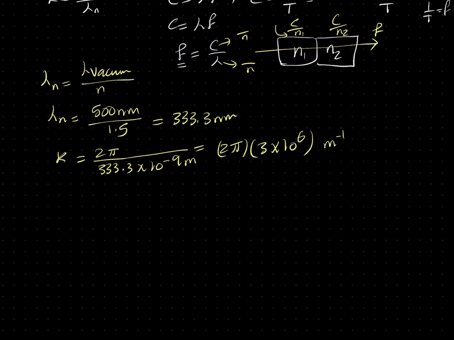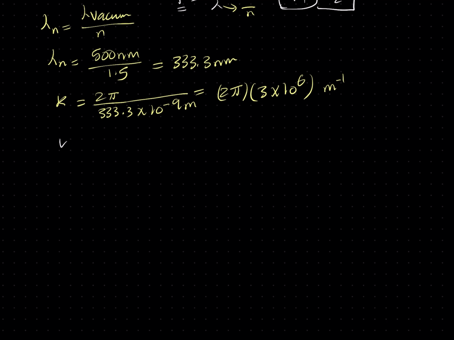All right. We also need to calculate omega. And we can do it in two different ways, like we did in the previous problem. But in this case, I'm just going to do the second way, in which omega will equal the phase velocity times k, which we just calculated. The phase velocity is going to be c, the speed of light in vacuum, divided by the index of refraction in which the light is traveling, which is n here, multiplied by k.